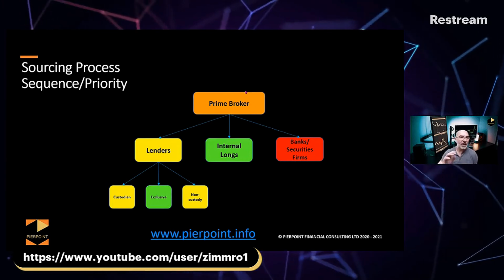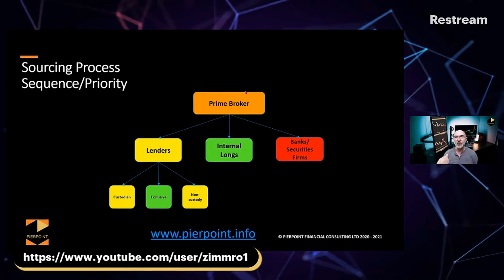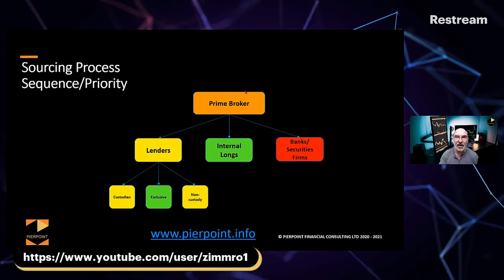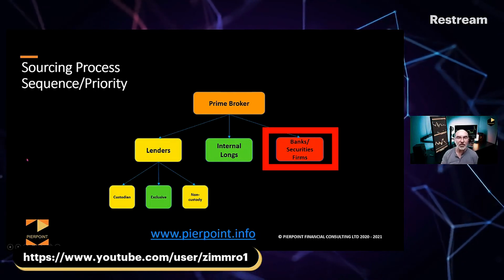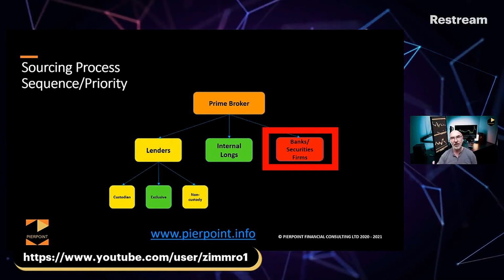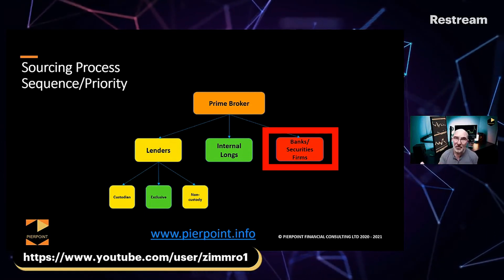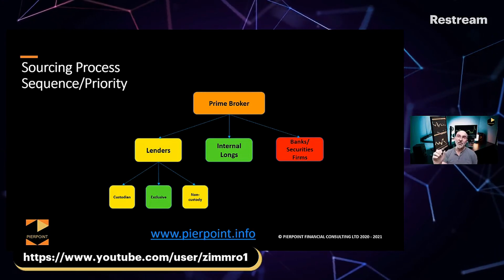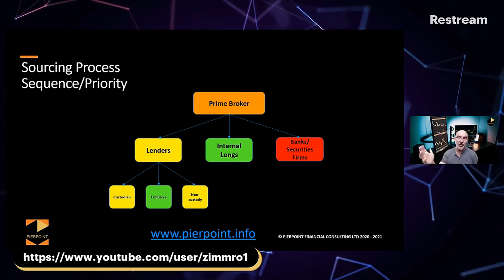Now, of course, at the end of the day, the prime broker is trying to service their clients. And as much as they don't want to do this, there's the little red box here, which is other banks and securities firms. And in some cases, those firms are competitors. And so that's going to be the bottom of their list. But they're there to service their customers, so they may, in fact, borrow securities from a competitor.